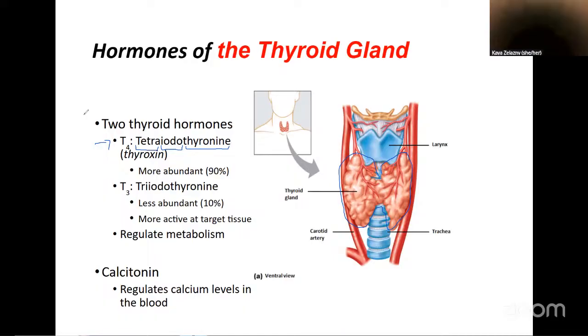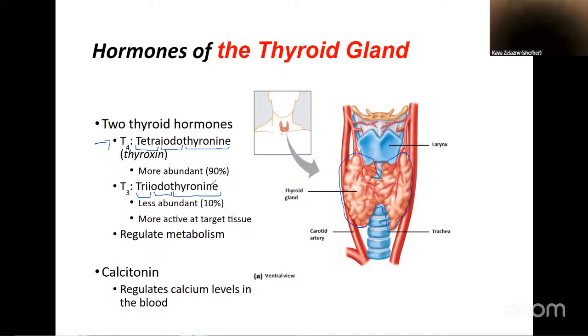T3, or triiodothyronine, is a little more active actually when it gets to target tissue. So think about it as a little more effective when it gets where it's going, but there's less of it. Okay. So we're working together to regulate your metabolism.